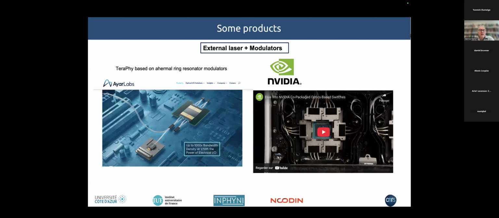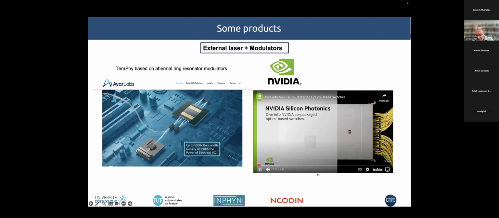And yes, if you look at some products linked to co-packaged optics, you can find some products offered by Ayar Labs, for example, which promise 1,000 times bandwidth density enhancement for a tenth of the power compared to electrical I/O. And of course, NVIDIA. If you look at all of these products, they are based on the use of external lasers plugged into a silicon photonics chip, which contains modulators and photodetectors. And now I'm going to play this video from the latest NVIDIA product on co-packaged optics, which is, as you will see, very impressive in terms of integration of photonic components. Sorry for the sound.